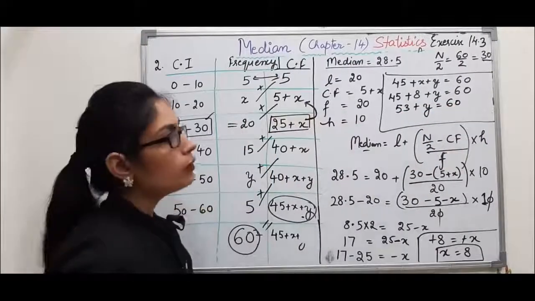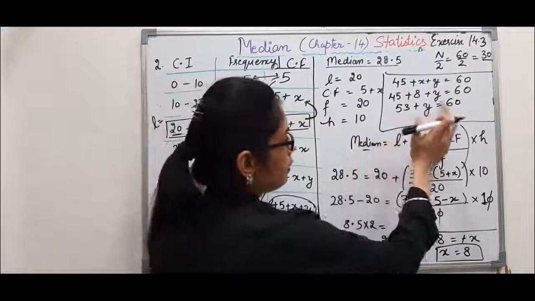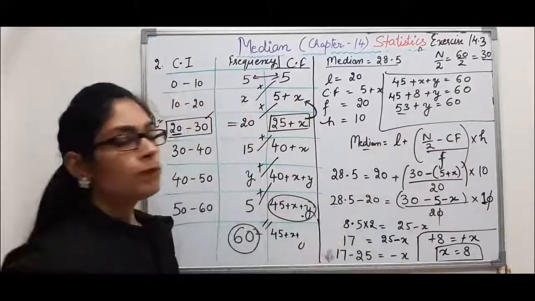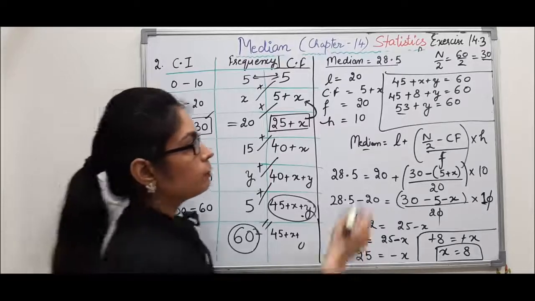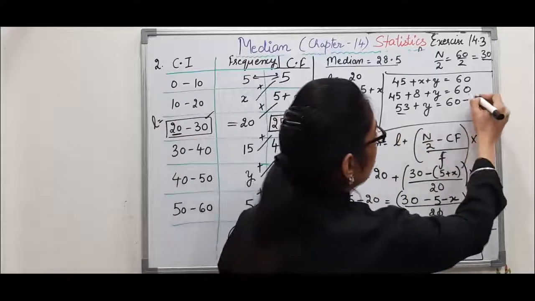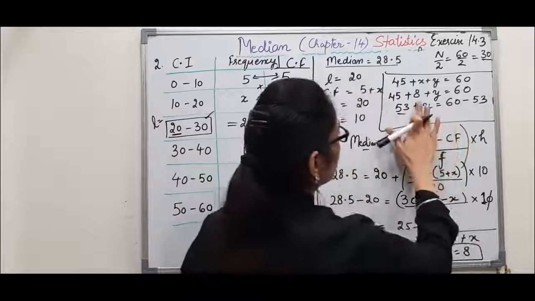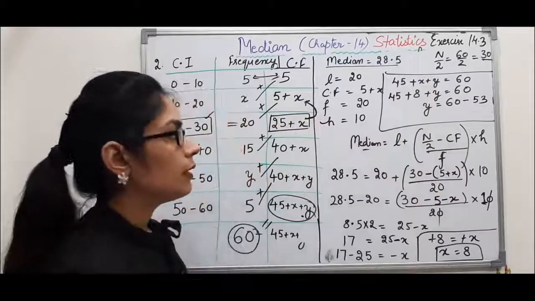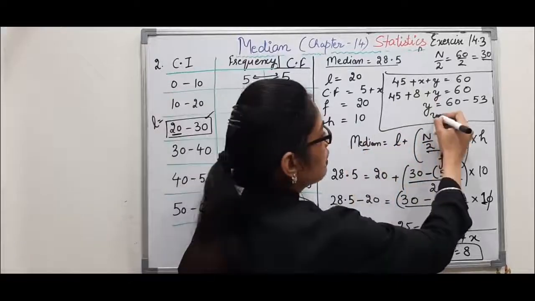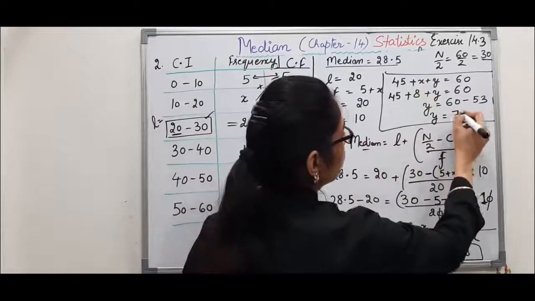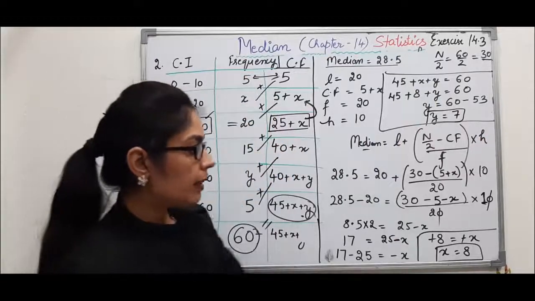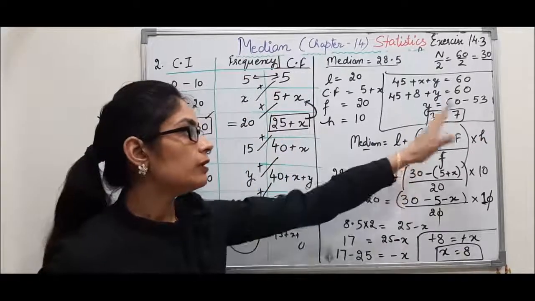Now we need to find the value of y. So y will stay on this side and 53 will shift to the other side. Here 53 is in positive form, so on changing the side, it will change to minus 53. I am doing it in one step; you have to do it in the next step. So y is equal to 60 minus 53, which is equal to 7. So we have found the values of x and y: x is equal to 8 and y is equal to 7.